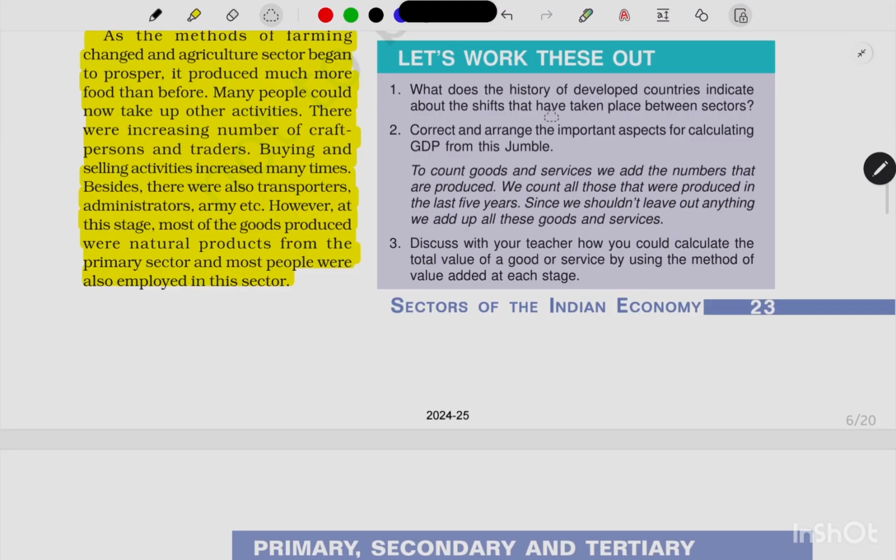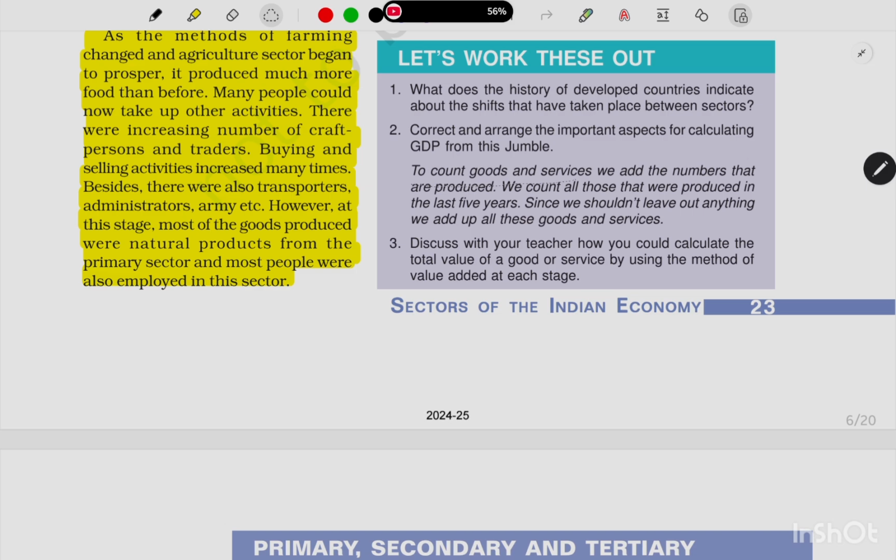Let's work these out. What does the history of developed countries indicate about the shift that has taken place between the sectors? So, as you can see, this is the entire paragraph that we just discussed above. Correct. And arrange the important aspects for calculating GDP from this jumble.